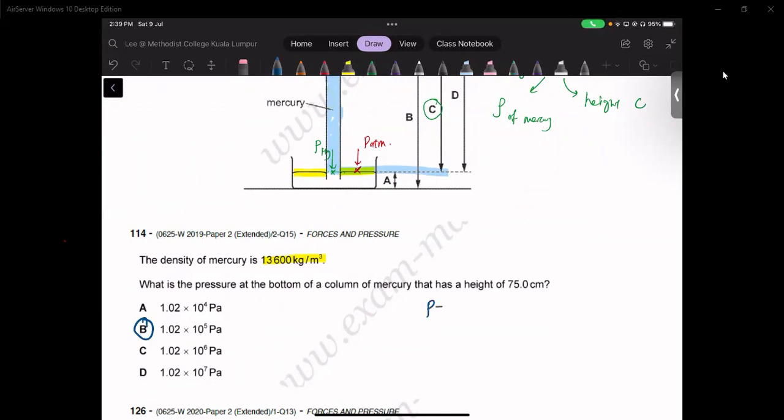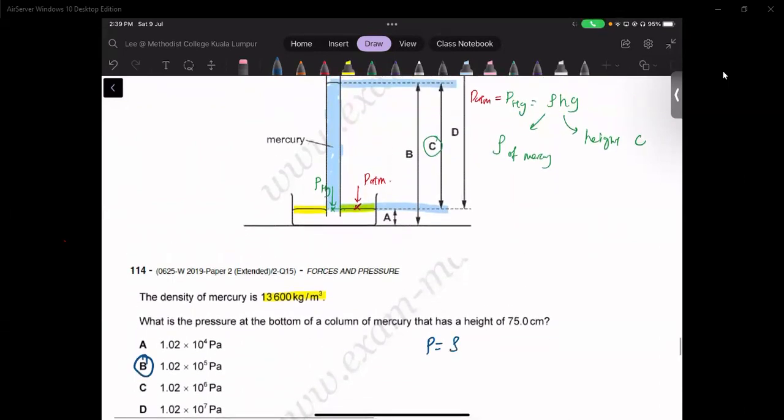So P is equal to rho g h, with rho as 13600 and height 75 cm, 0.75 m. This is also the height of C. And for g, this is an old question from 2019. So for 2019, we're going to use 10 because this is paper one. If not, maybe you cannot find the exact answer.